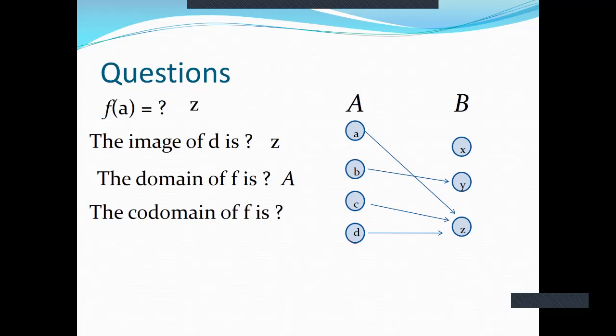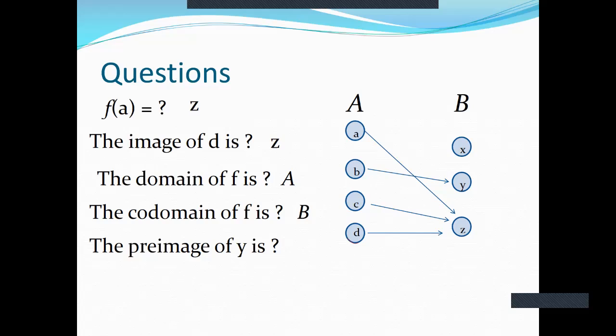What is the codomain? As I mentioned earlier, the codomain is the set B, the set on which we are mapping the elements from A to B. So B is the codomain, that is X, Y, and Z. All elements are in the codomain, so the complete set B is the codomain.